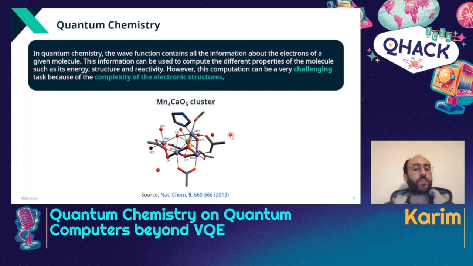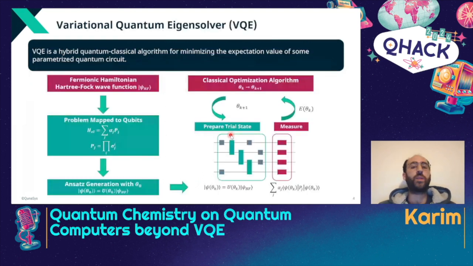We can solve some of them using quantum computers if the molecule is small, but as soon as we get bigger and bigger molecules, that becomes very challenging both for classical computation and for quantum. The algorithm that's been used a lot on quantum computers is the variational quantum eigensolver. This is a hybrid quantum-classical algorithm for minimizing the expectation values of some parameterized circuits. And here you have a schematic view of how this algorithm works.